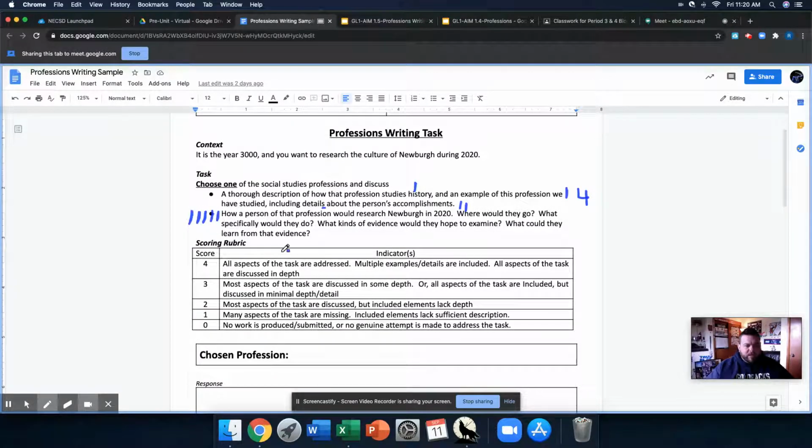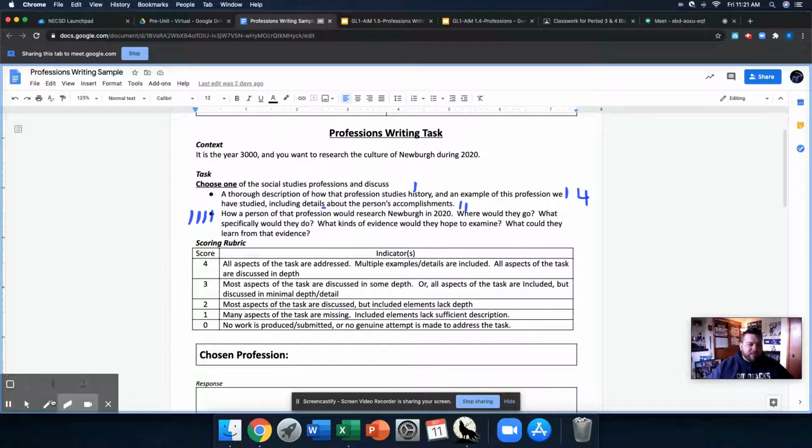Now in this particular case, how a person of that profession would research Newburgh in 2020, where would they go, what specifically would they do, what kinds of evidence would they hope to examine, and what could they learn from that evidence? All those questions in this bullet point speak to this, so this is kind of redundant. How they do that is entailed in all the other aspects. So there's really just 4. If we address these 4 things, 1, 2, 3, 4, this will satisfy all the requirements.